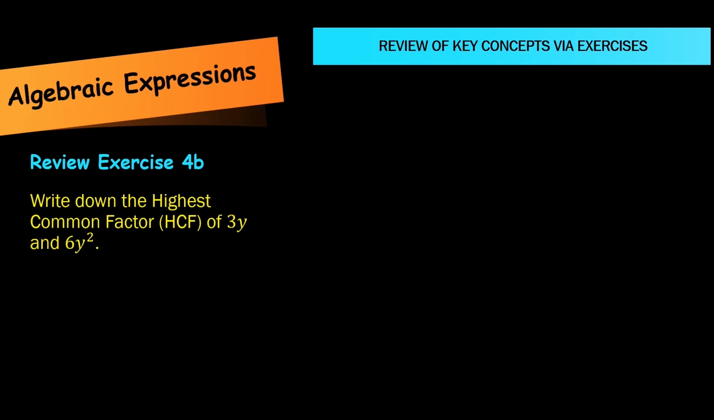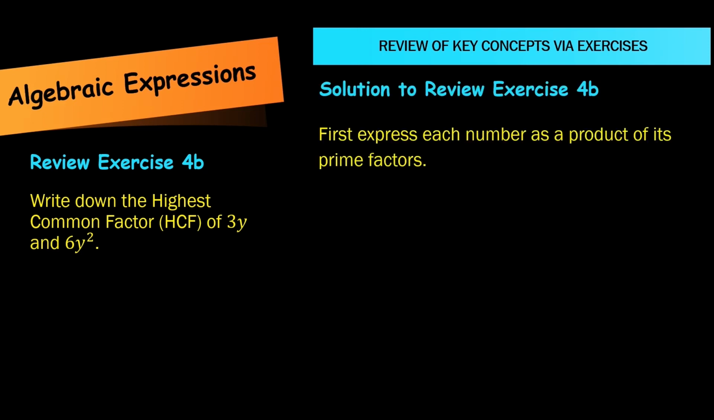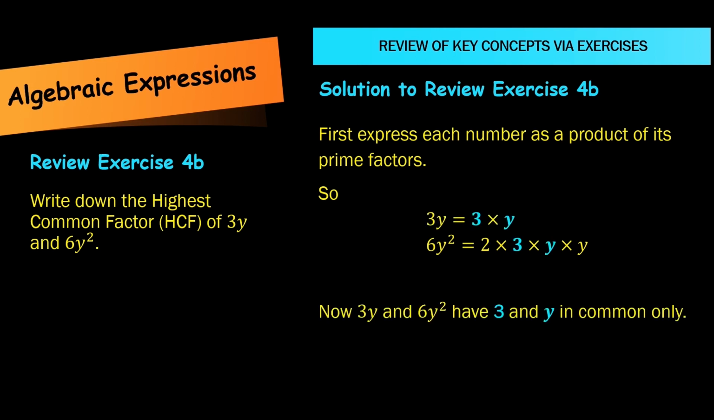For exercise 4b, find the highest common factor of 3y and 6y squared. Again, express each number as a product of its prime factors, as shown. Now 3y and 6y squared have 3 and y in common only. Therefore the highest common factor is 3 times y.